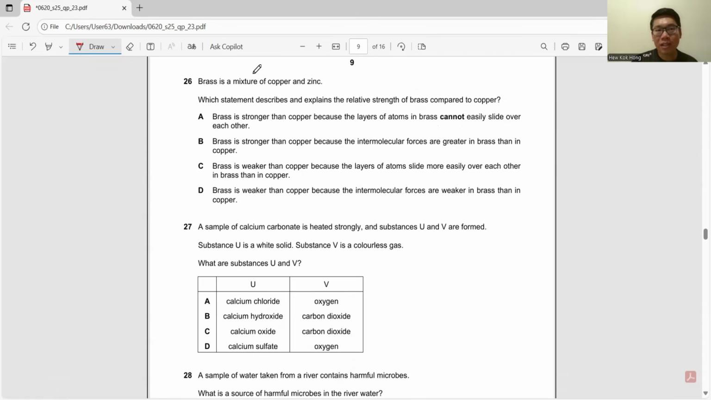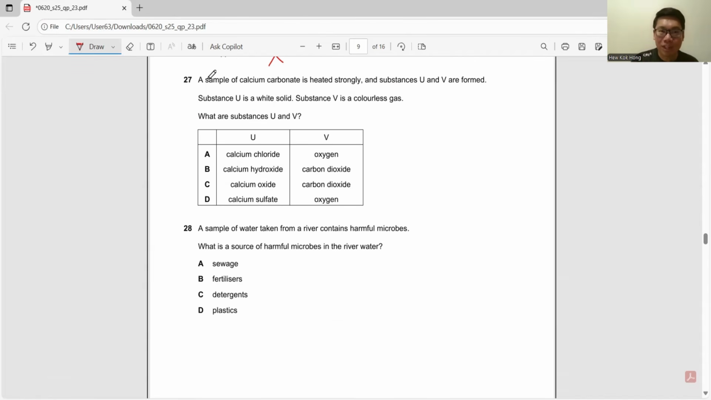Question 26. Brass is a mixture of copper and zinc. Which statement describes and explains the relative strength of brass? It is stronger because brass is an alloy that has different size atoms. That's why the different sizes will block the layers from sliding over each other. So A says brass is stronger because the layers of atoms in brass cannot easily slide. Very good. B says brass is stronger because of intermolecular forces. No, intermolecular forces are only for covalent bonds. C and D say brass is weaker. Definitely wrong.